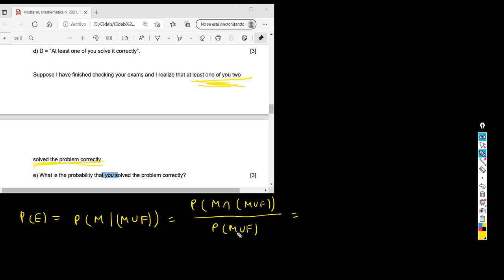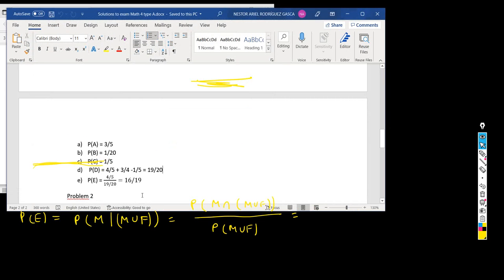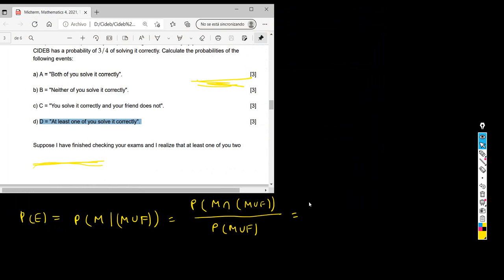Okay, do we have this? The probability of M or F? Well, no, I don't. Both of you, neither of you. Okay, it's this one: at least one of you solved it correctly. It's D. And D is 19 over 20. So I already have this. It's 19 over 20. And then how do I find this? The probability of M and M or F.